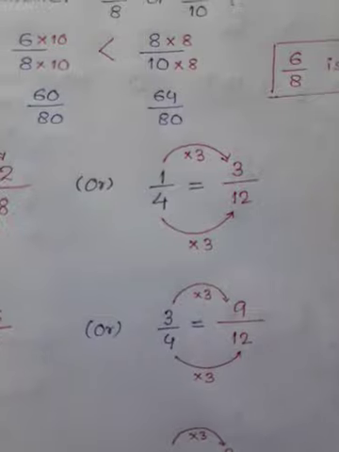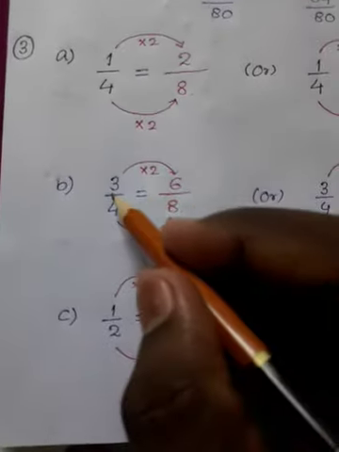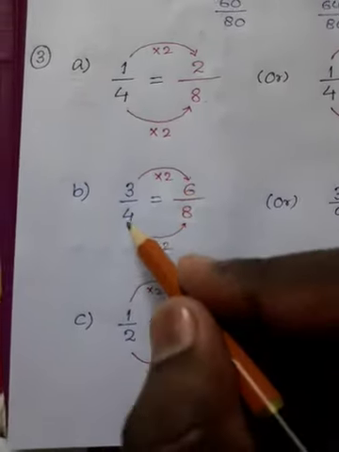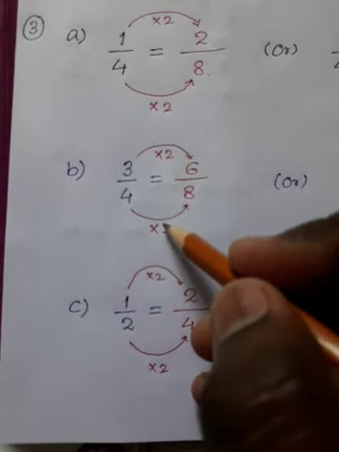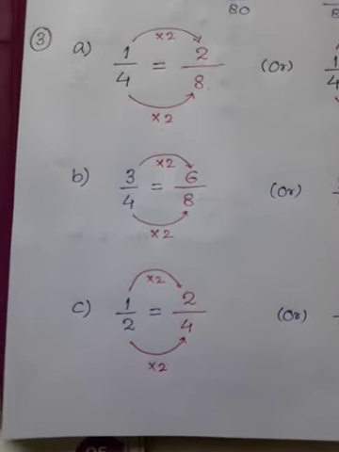4 multiplied by 4 is 16. Similarly here also, 3 multiplied by 2 is 6, and 4 multiplied by 2 is 8. That means if you multiply the numerator by 2, the denominator also gets multiplied by 2. This is the concept. Okay.